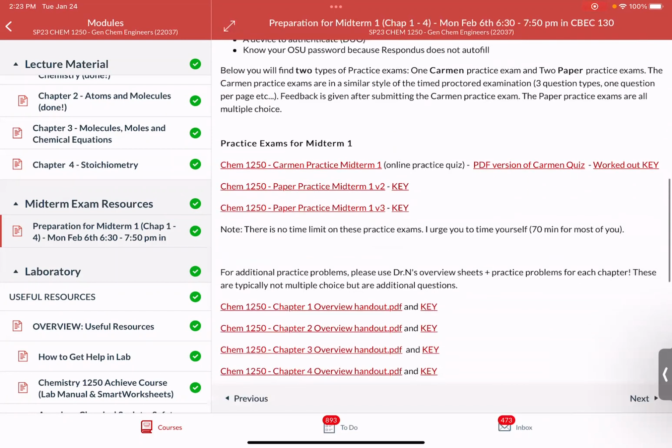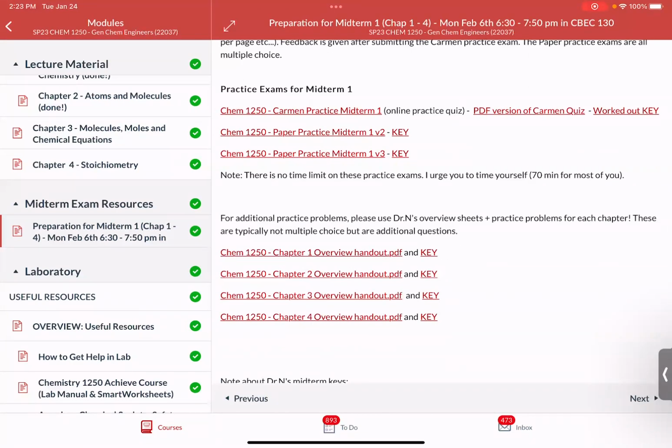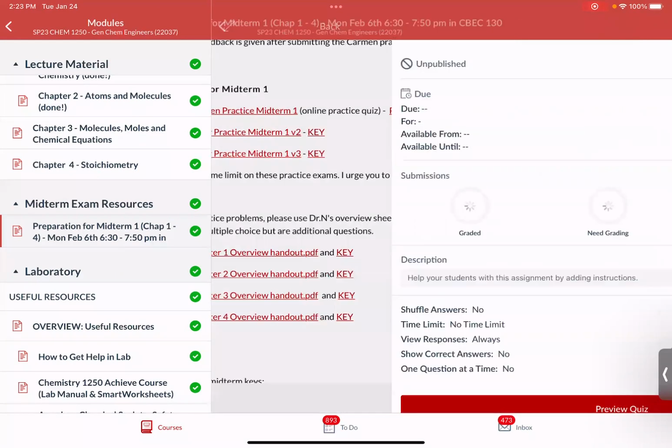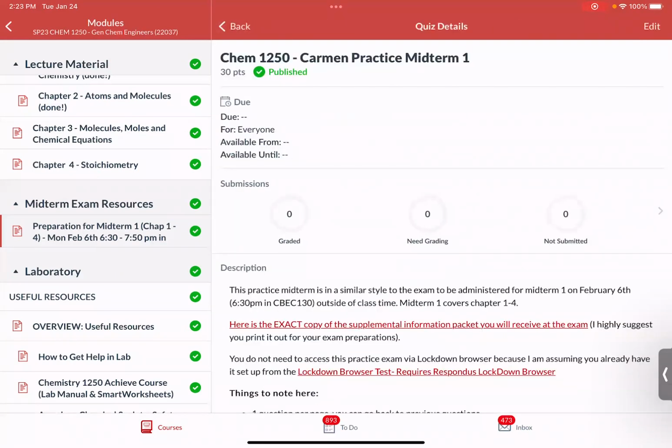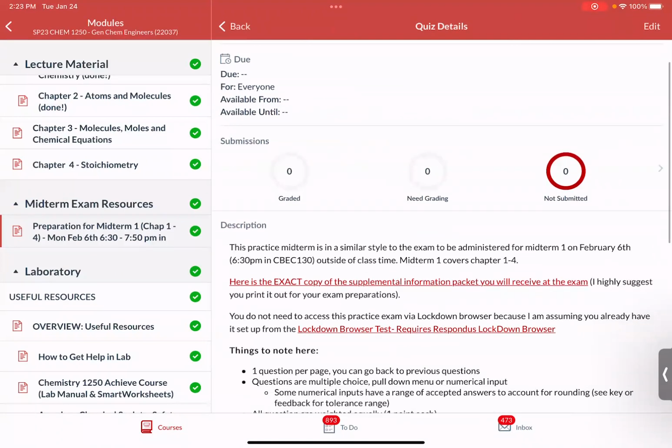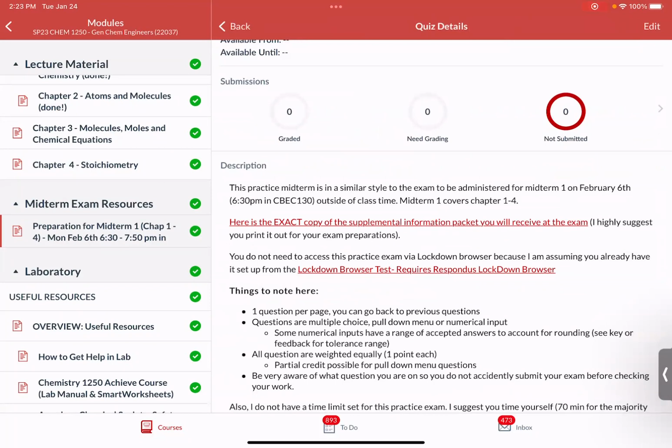And then finally, the most anticipated thing is I have 3 practice exams already posted with keys. The first one is a Carmen practice exam. So it's a quiz, all right? It's in the exact style of what to expect on the midterm exam. The only thing is that I don't have this under lockdown browser because I think it's annoying. So it's just a regular Carmen quiz. I don't have a time limit on it because some of you get different time limits for SLDS, so do time yourself. It has multiple choice, drop down menu, numerical. It's 1 question per page, FYI. You can take it as many times as you want.